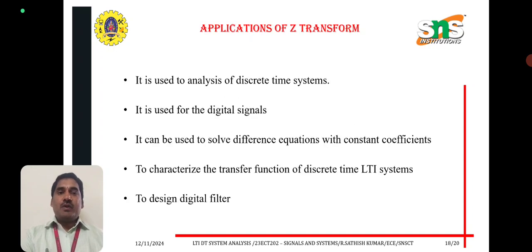Applications of Z transform. It is used for analysis of discrete time signals. It is used for digital signals. It is used to solve the difference equations with constant coefficients, to characterize the transfer function of discrete time LTI system, and to design a digital filter.